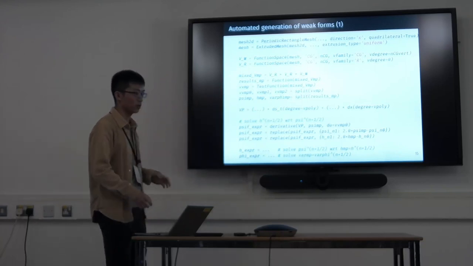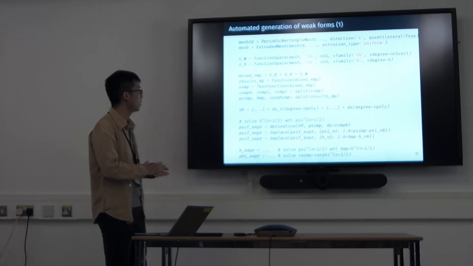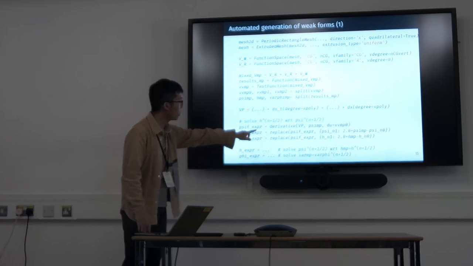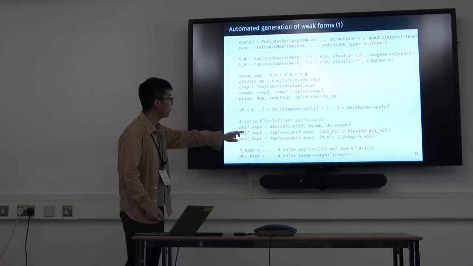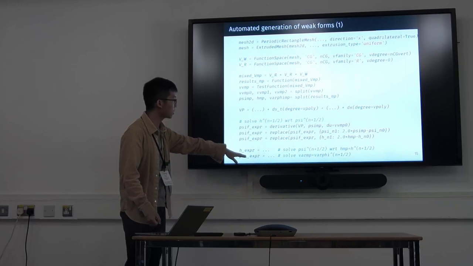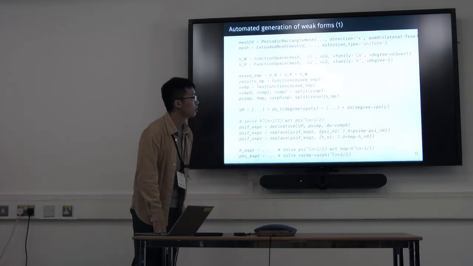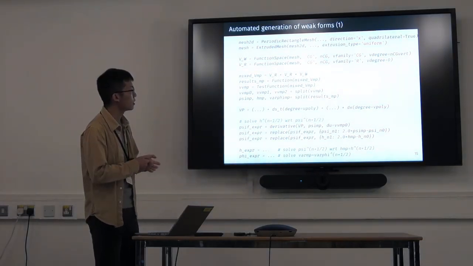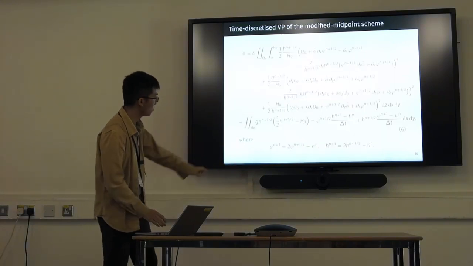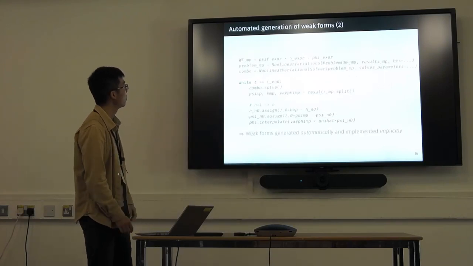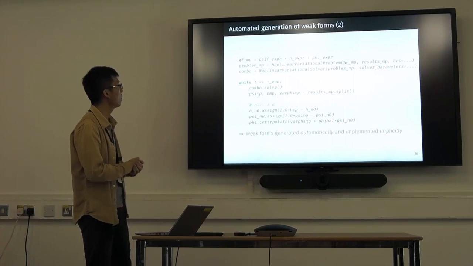And then we can directly type the time discretized VP into this part, and then use a derivative to generate the waveforms for the three unknowns respectively. And we also need to replace the variable at n plus one time stage with the previous, to implement this relationship in the code. And then we can obtain the full waveform for this problem, and then we construct a solver.